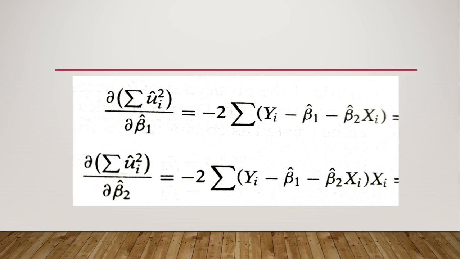So when we differentiate sigma ui hat square partially with respect to beta 2 hat, we get 2 into sigma yi minus beta 1 hat minus beta 2 hat xi into minus xi. So there we have minus xi is equal to minus 1 into xi. So minus 1 into 2, that is minus 2. So this is equal to minus 2, we are taking minus 2 outside the summation, minus 2 into sigma yi minus beta 1 hat minus beta 2 hat xi into xi.